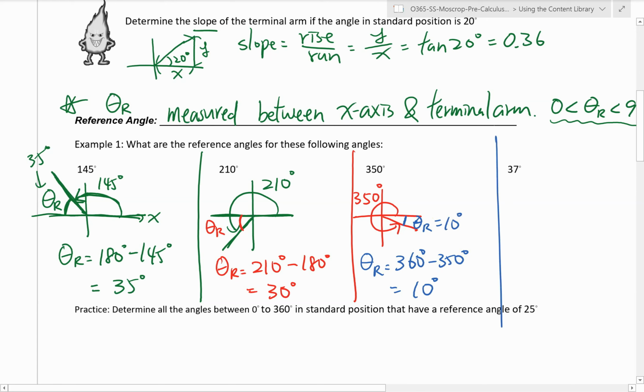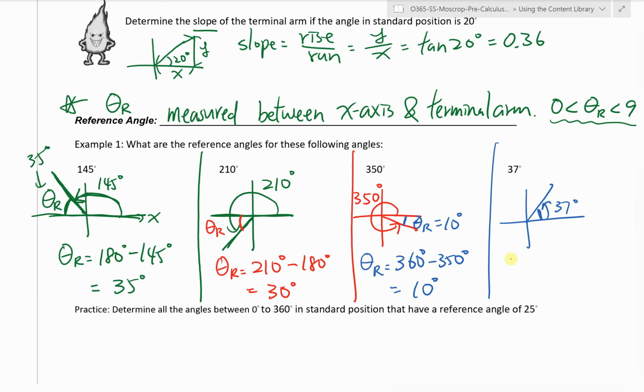Okay. Finally, for 37 degrees. 37 degrees is simply in quadrant 1, so that's somewhere here. That's 37 degrees. The reference angle, again, is between x-axis and the terminal arm. So really, the reference angle is itself, because that's between x-axis and its terminal arm, and it's definitely less than 90 degrees. So the reference angle here is just 37 degrees. Okay. So that's how you find reference angle from each of those 4 quadrants. Hopefully that makes sense to you.